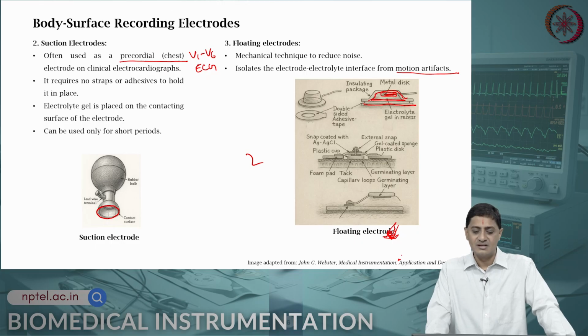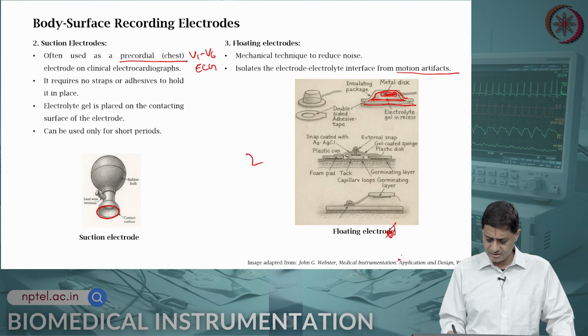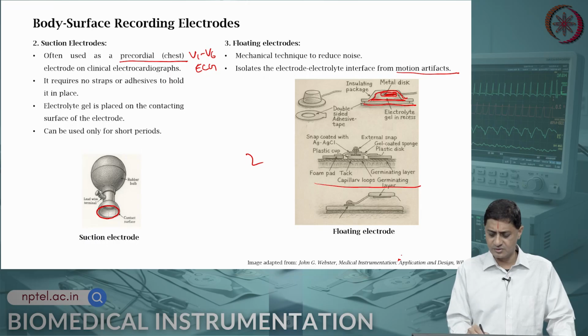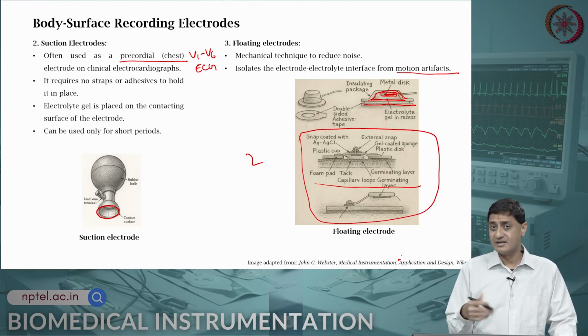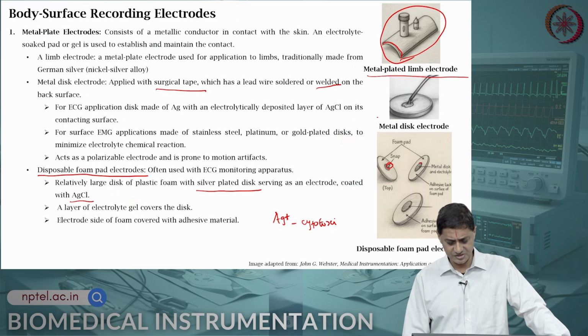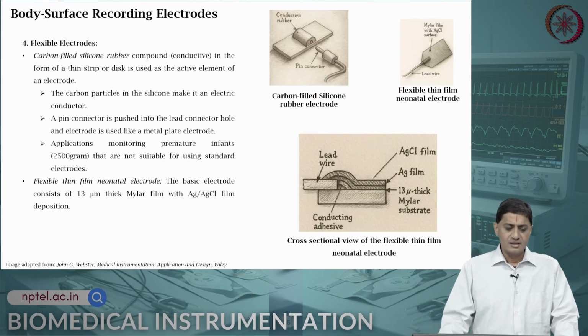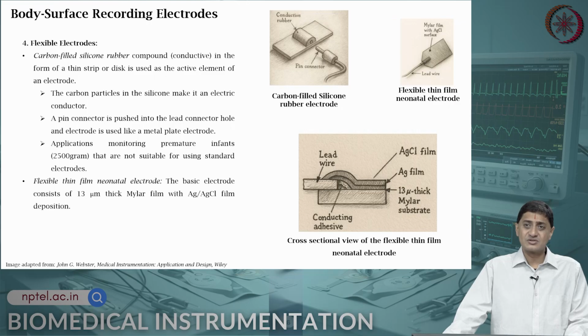This essentially removes the electrode-electrolyte interface from motion artifact, minimizes it. To a large extent this works. It's one way to avoid the motion artifact. Other designs are given. I request you to go through these other variations or other views of this design. Again, these pictures and the previous pictures are adapted from the gold standard textbook of J.G. Webster, right. Then you have flexible electrodes.